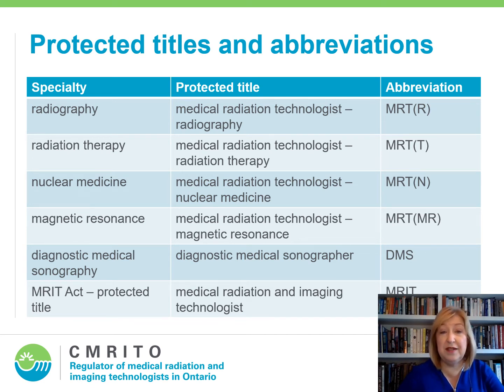So here are the protected titles and the abbreviations. You can see on the left-hand column is the specialty, in the middle is the full protected title, and then on the right-hand column we have the abbreviation. Most people just use the abbreviations because otherwise it's quite a mouthful to be using our full protected titles all the time. So there you can see them: MRTR, MRTT, MRTN, MRT-MR, DMS on its own, and now under the MRIT Act, we can also use the general designation MRIT.